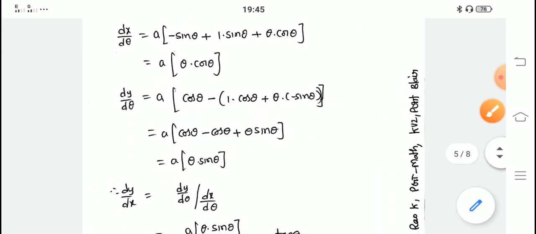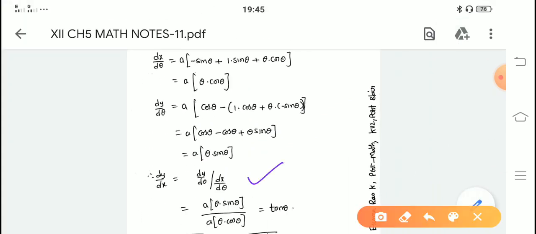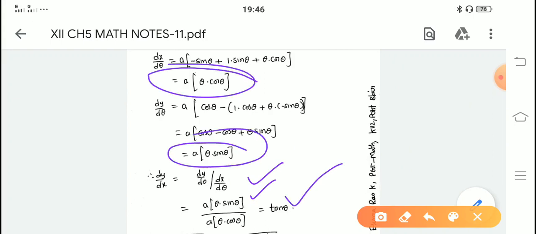Substitute both of them in the formula. Then you get a theta sin theta by a theta cos theta, because this is dy by d theta and this is dx by d theta. Tan theta is the final answer.